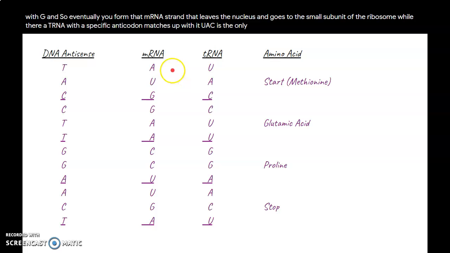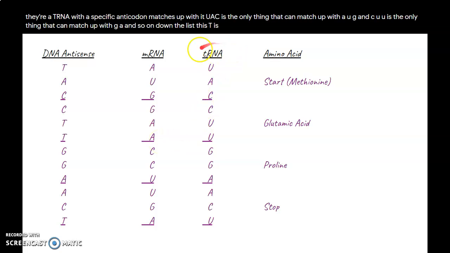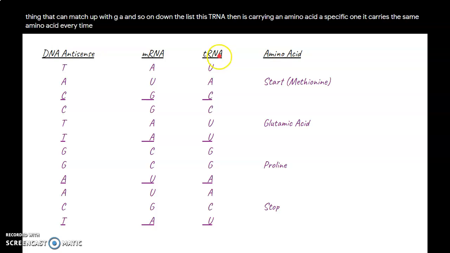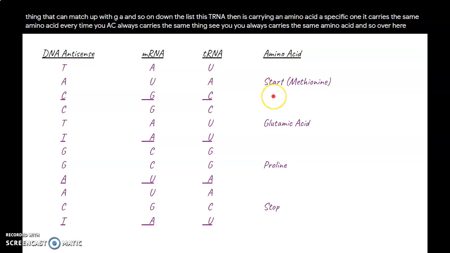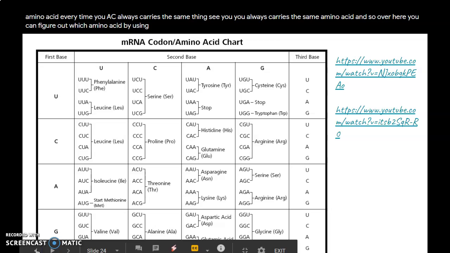UAC is the only thing that can match up with AUG. And CUU is the only thing that can match up with GAA, and so on down the list. This tRNA then is carrying an amino acid, a specific one. It carries the same amino acid every time. UAC always carries the same thing. CUU always carries the same amino acid. And so over here, you can figure out which amino acid by using the chart.